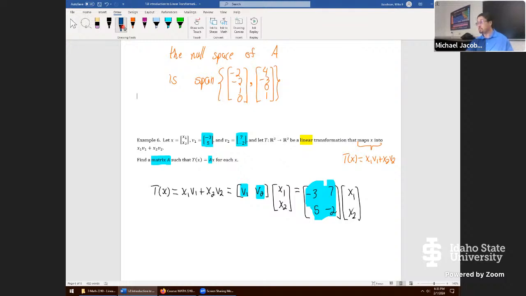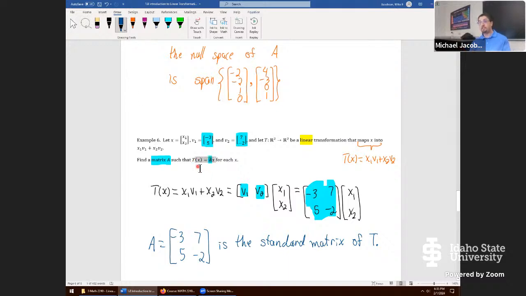We just have to state our conclusion. We'll say that A equals -3, 5, 7, -2 is the standard matrix of T. Kind of neat in a way, because now that you have this, you can do any kind of mapping. Pick any vector in R2 you like. We can now map that into its true actual output, because knowing the output of just 2 vectors going into that linear transformation is enough to specify the entire transformation.